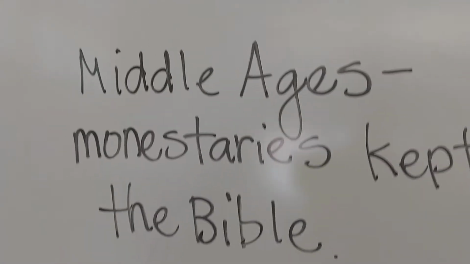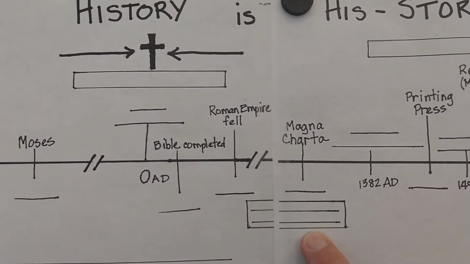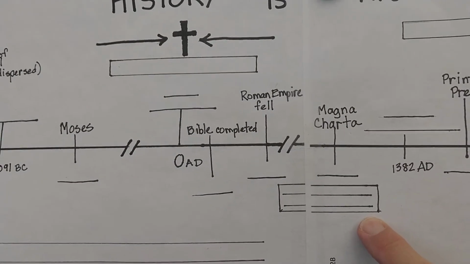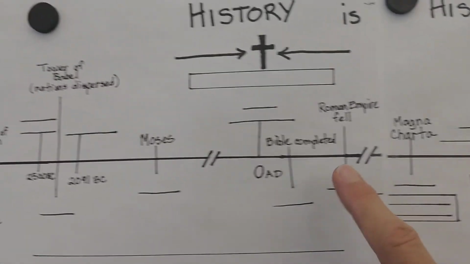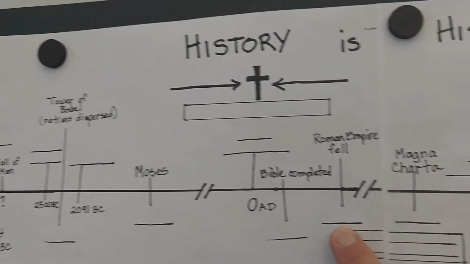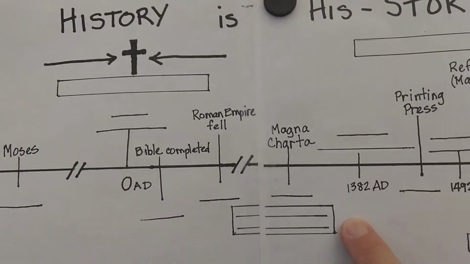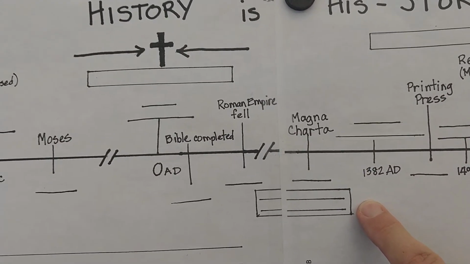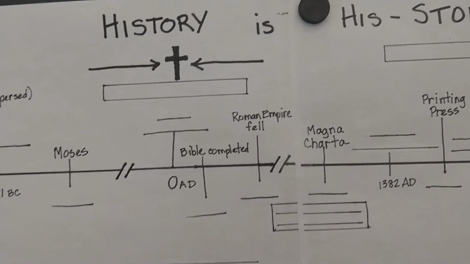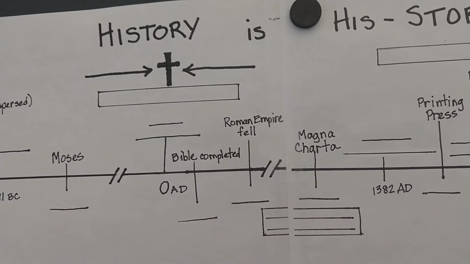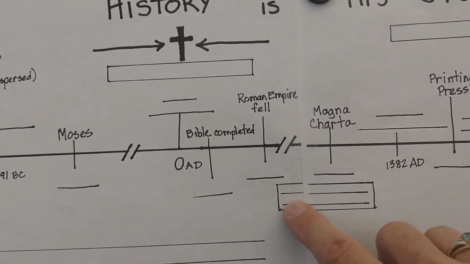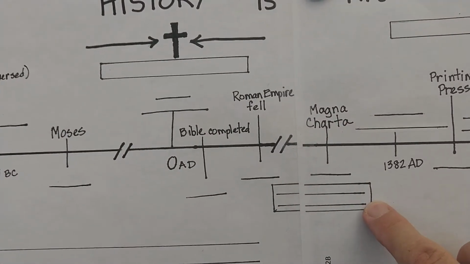You can pause the video, but let me show you where that goes again, and then I'll come back right there in that little box. You might have to write underneath because I probably didn't make the box big enough. So from here, when the Roman Empire fell, all the way over to here, life was very difficult. People didn't go very far when they traveled. People stayed in their cities, in their towns, their villages. But the monasteries were the ones that kept the Bible alive.